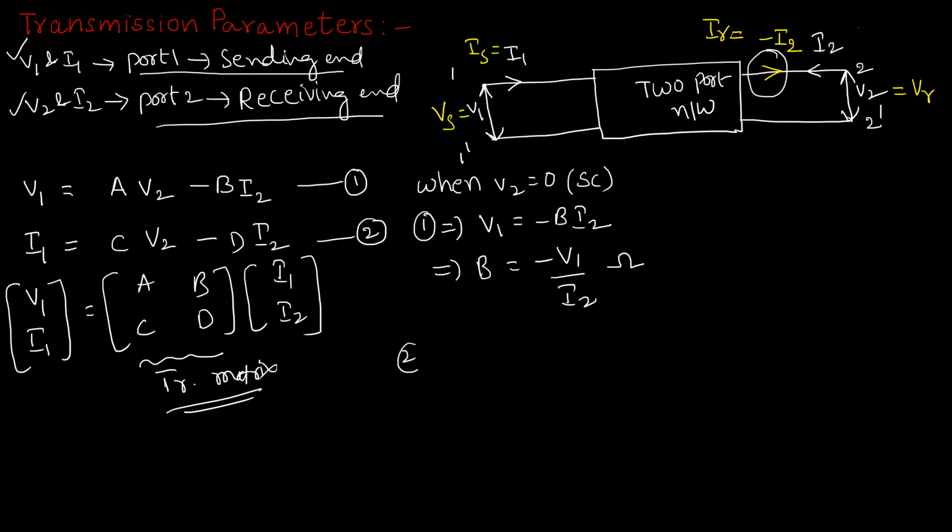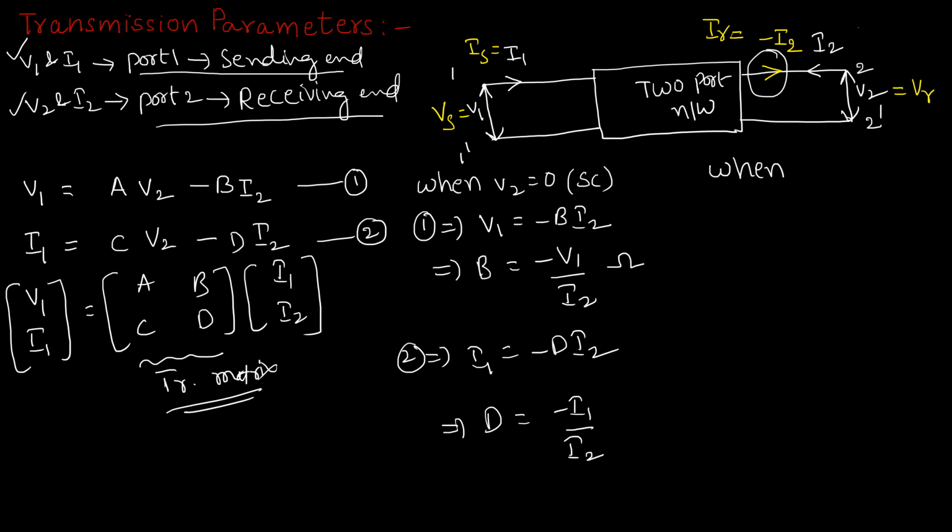Now from the second equation, we can write I1 equal to minus D into I2. So D is minus I1 by I2. Ampere by ampere, so no dimension for D. No unit.